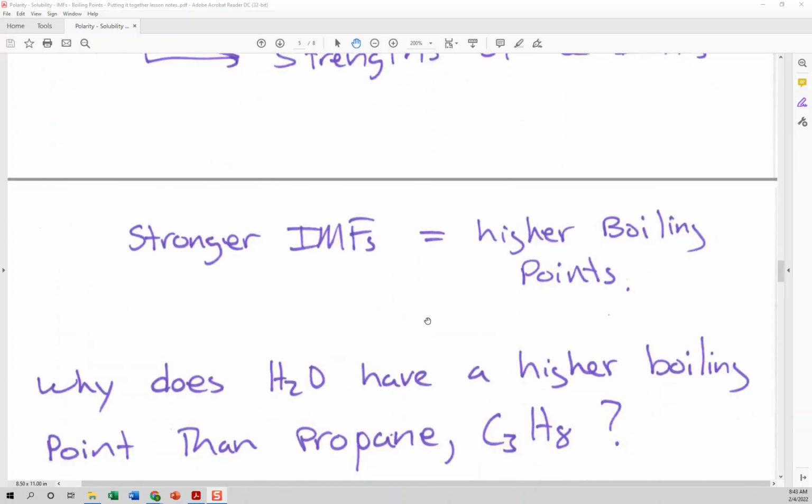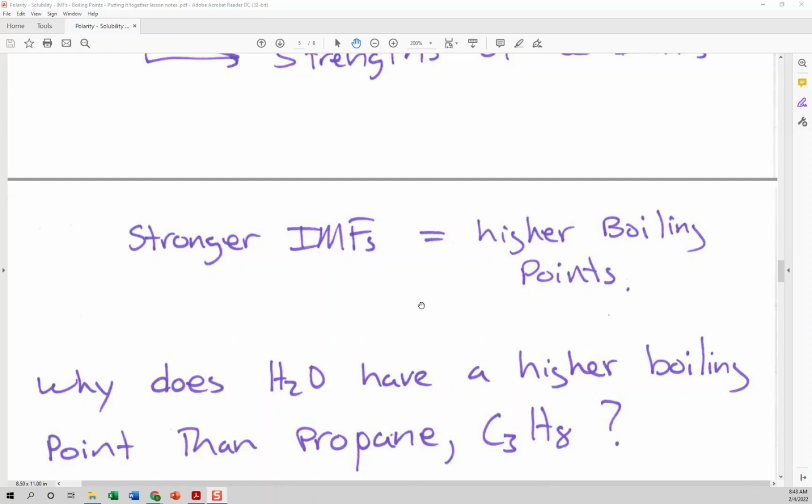The weaker the IMFs, the lower the boiling point, right? And if you look at water and CO2, they're really good examples, because they both have 3 atoms. You've got 1 carbon and 2 oxygens in CO2, and 2 hydrogens and 1 oxygen in water, okay? Water is bent, and that makes it polar, whereas CO2 is linear and symmetrical, so it's nonpolar. And CO2 has more electrons. It's a bigger molecule than water, so it has greater London dispersion than water, okay?